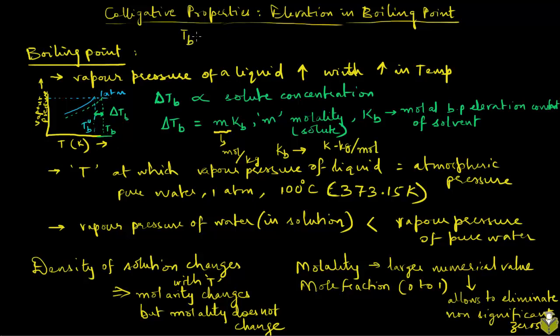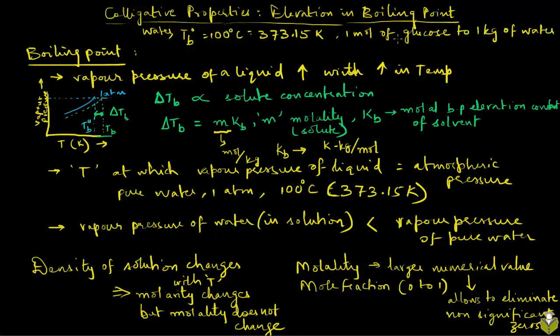So let's look at a quick example here. For water, we know the TB0 for water is 100 C, which is 373, to be very precise, 0.15 Kelvin. So let's say we add 1 mole of glucose to 1 kg of water. For a moment, let's just assume that 1 kg of water can actually dissolve 1 mole of glucose, which is about 180 grams. So this is C6H12O6.